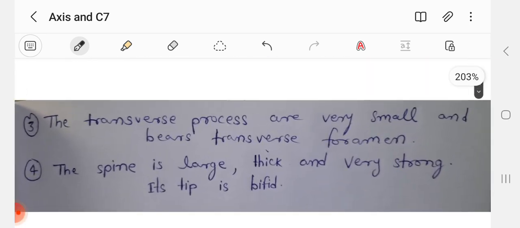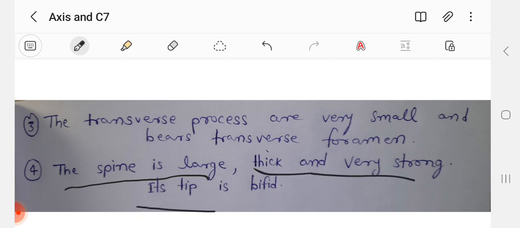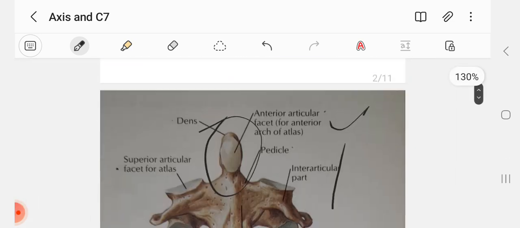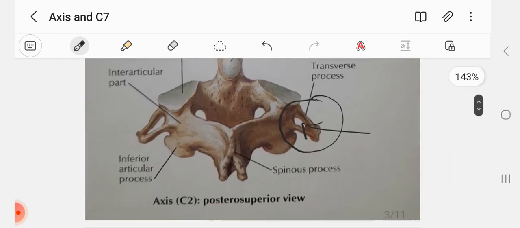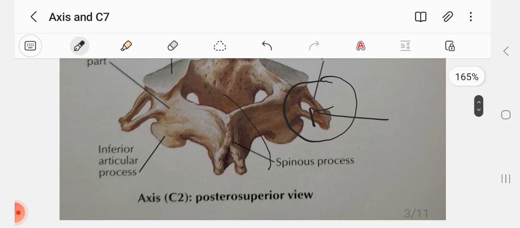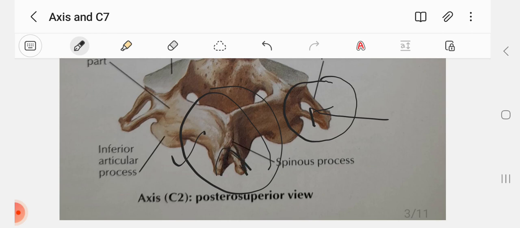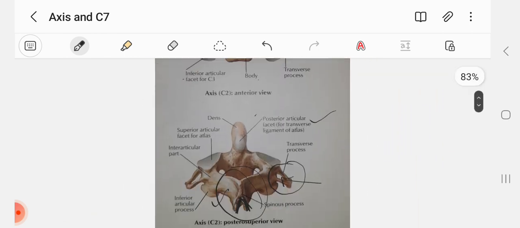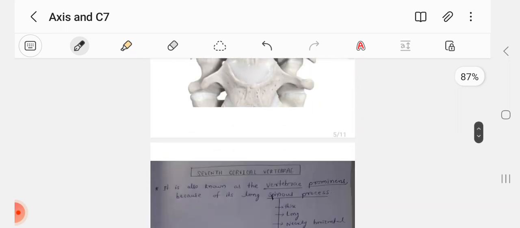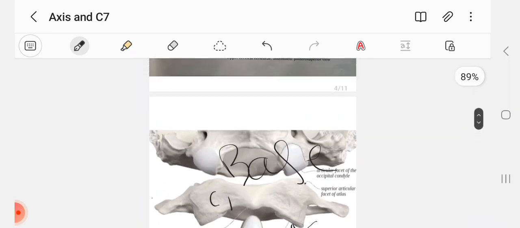In the case of the axis, that is the C2 cervical vertebra, the spine is large, thick and very strong, and its tip is bifid. If you look at the spine of the axis, the C2 vertebra here, this is the spinous process, it is thick and it is bifid. You can see here, this is bifid. So that's all about the C2 vertebra.